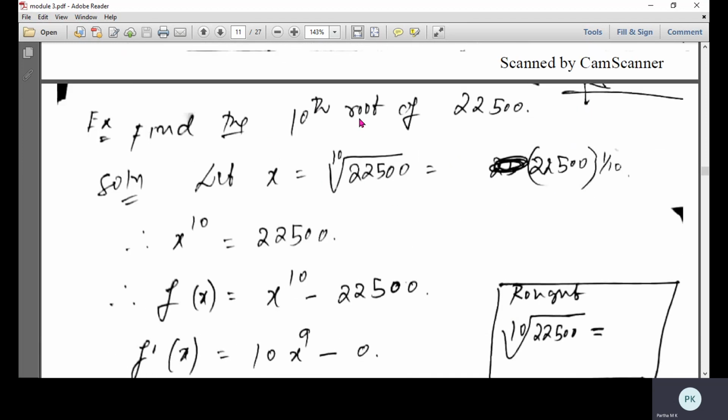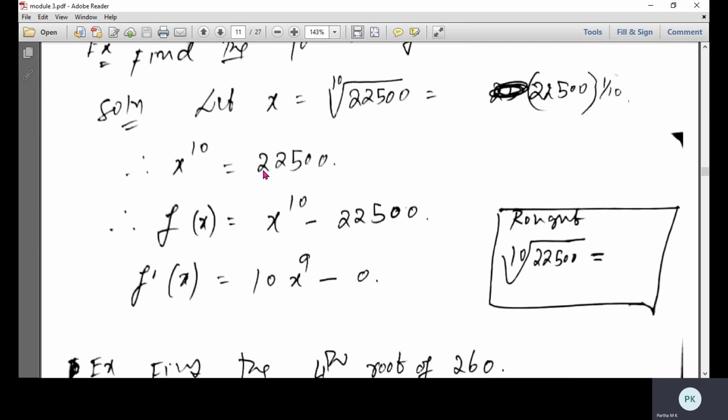Now, for example, find the 10th root of 22,500. What I have to find? The 10th root of 22,500. Let us call this 10th root of 22,500 as x. So here 10 is there, therefore raise it to the power 10 on both sides. x to the power 10 is equal to 22,500.